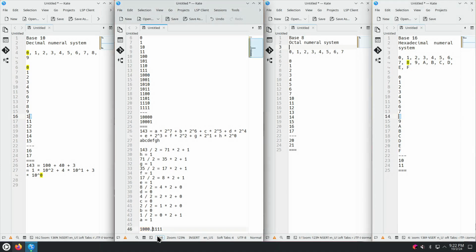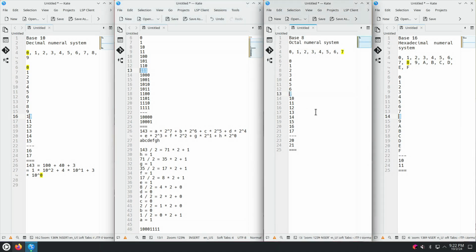If you want to convert from base 2 to base 8, we're going to look at line 7. On line 7, we can see 111 in binary, which is the largest number that can be represented with 3 digits in base 2. And so it happens that it's also the largest number that can be represented with just 1 digit in base 8.